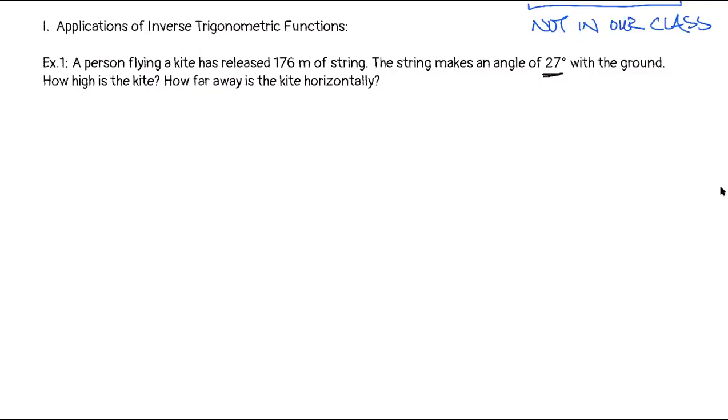And so we know that we have our kite up here. Okay. Tell me where some of these numbers go. Where does the 176 go? Where does the 27 go?